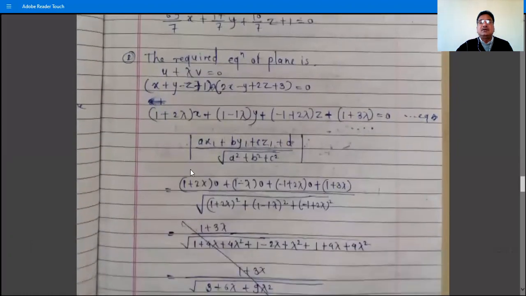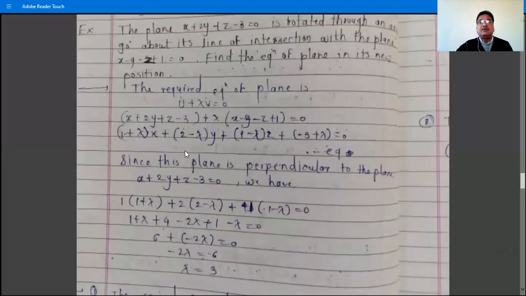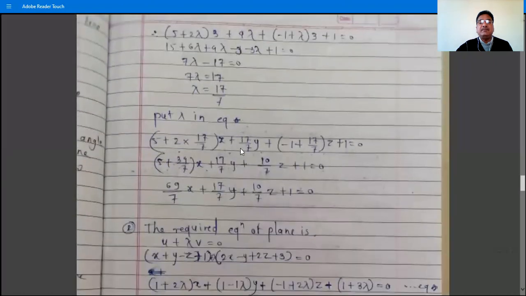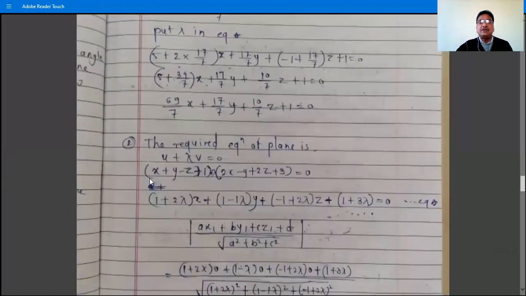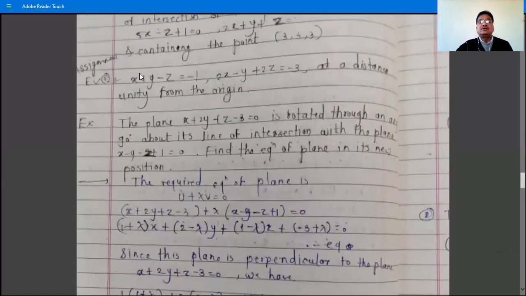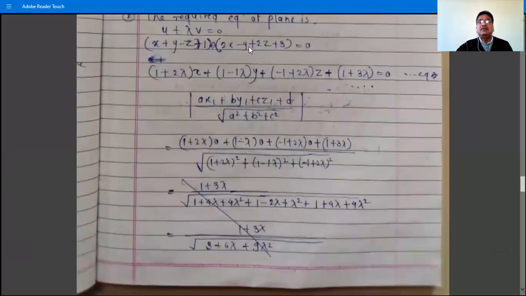Yes, here is the answer. So the answer of the second equation, problem number two. First write the equation of the plane. The required equation of the plane is u plus lambda v is equal to 0. So what is u? u is x plus y minus z plus 1, and plus lambda v is 2x minus y plus 2z plus 3. So write that plus 3 is equal to 0, and simplify it.